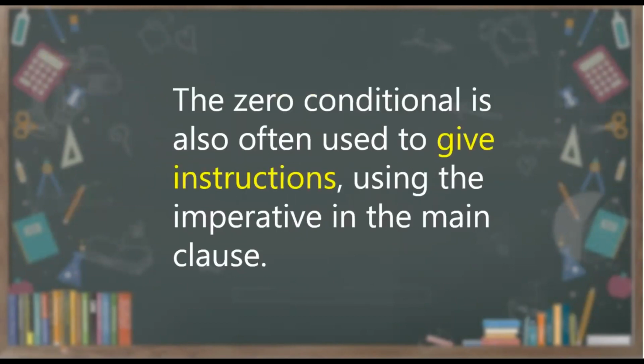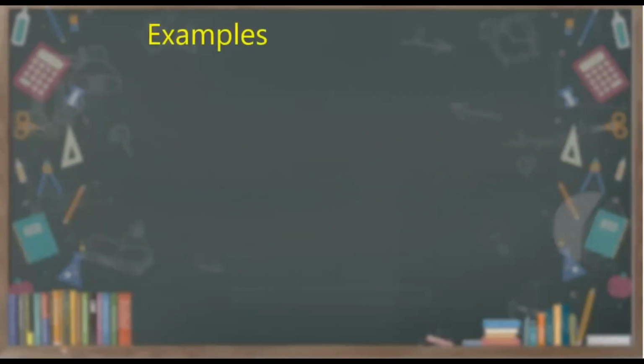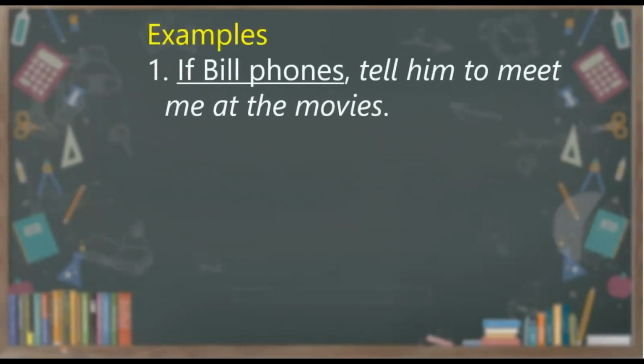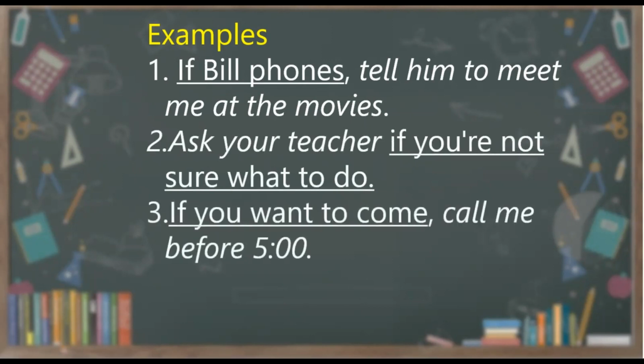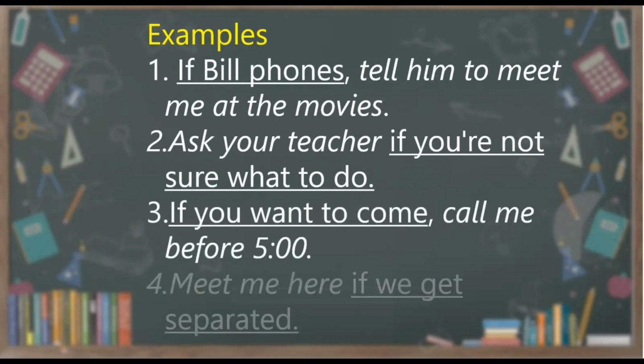The zero conditional is also often used to give instructions using the imperative in the main clause. Examples: if Bill phones, tell him to meet me at the movies. Ask your teacher if you're not sure what to do. If you want to come, call me before 5. Meet me here if we get separated.